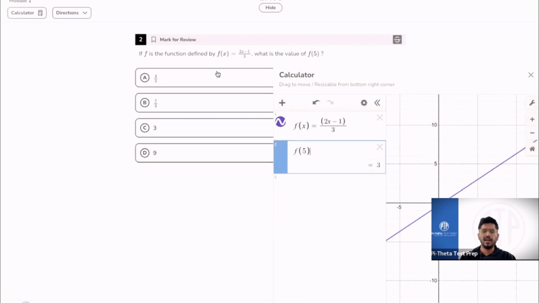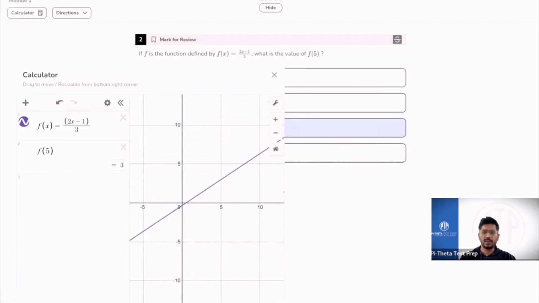As simple as that. Whenever there is a linear function and they give you the function and ask you for something like f(π), that is your y value. So your answer is here, 3. It's quite visible here. So you can go ahead with that and go to the next question.